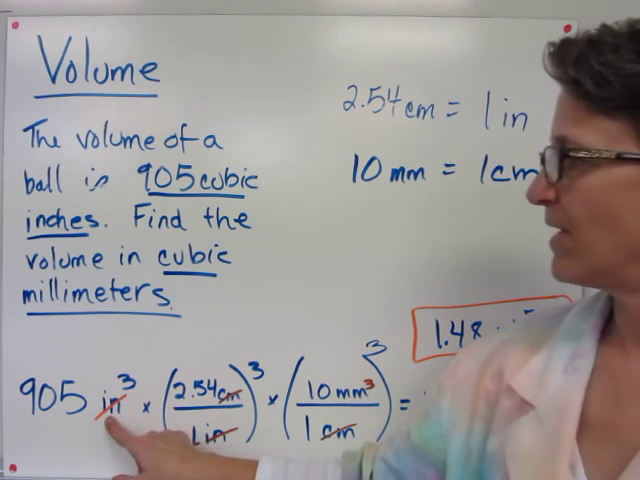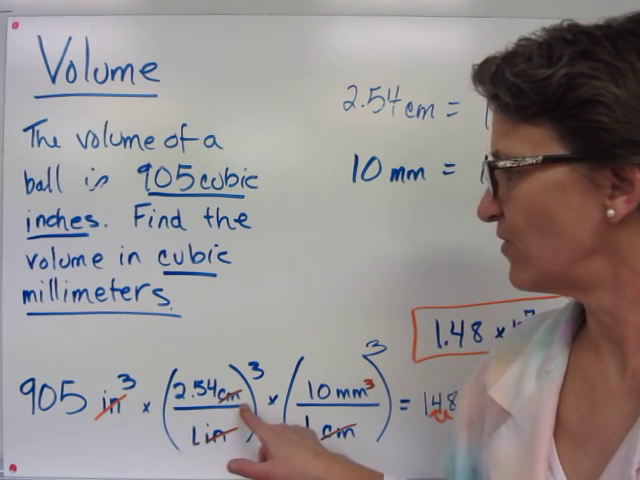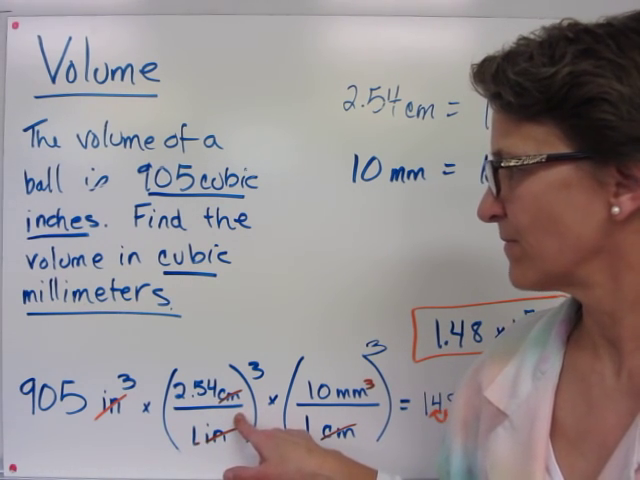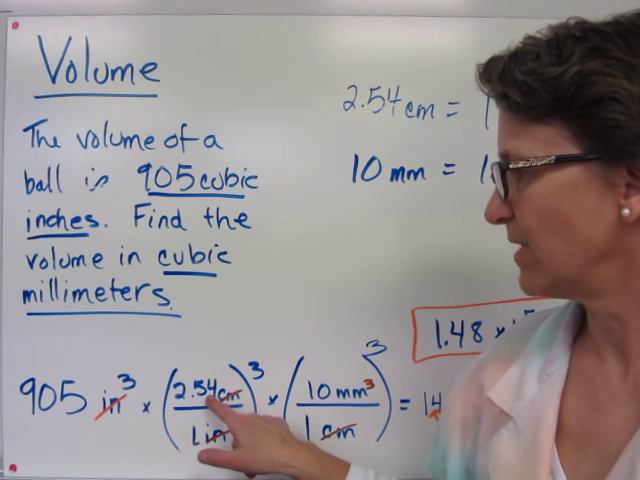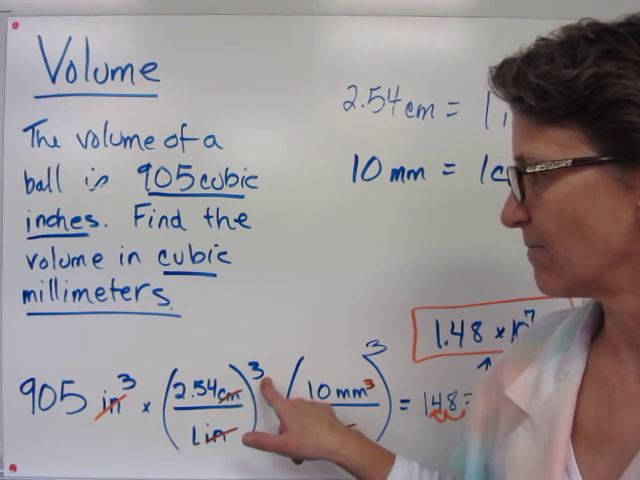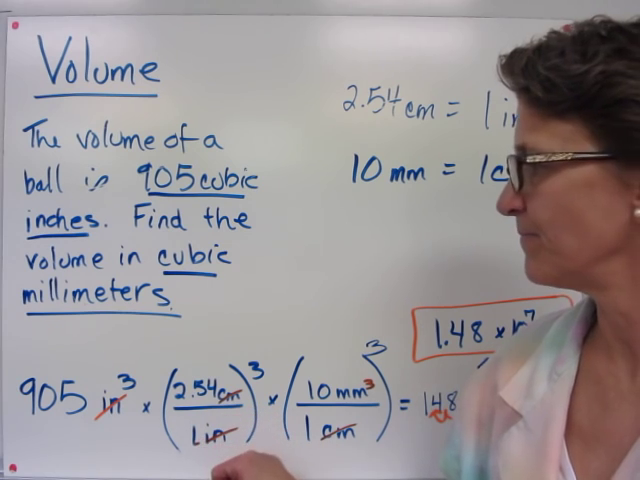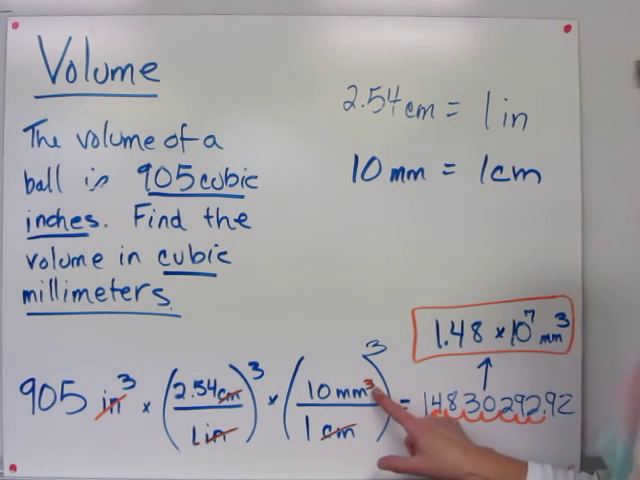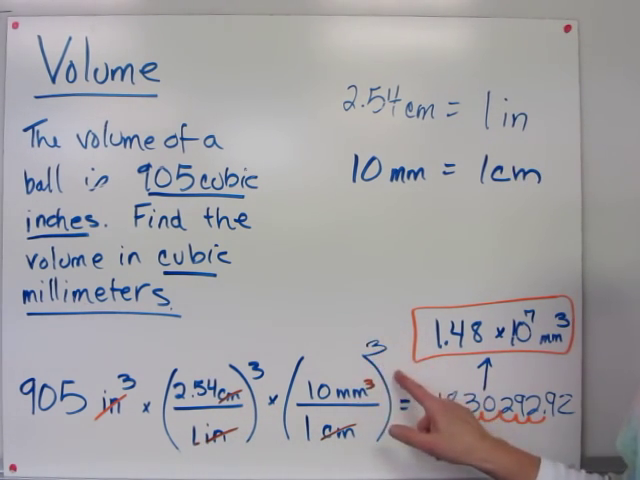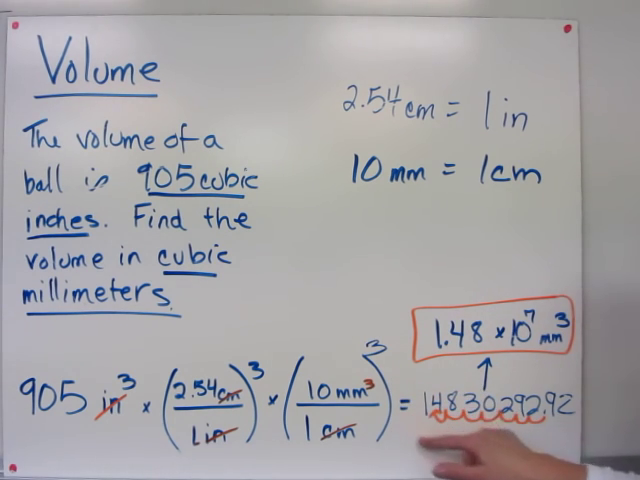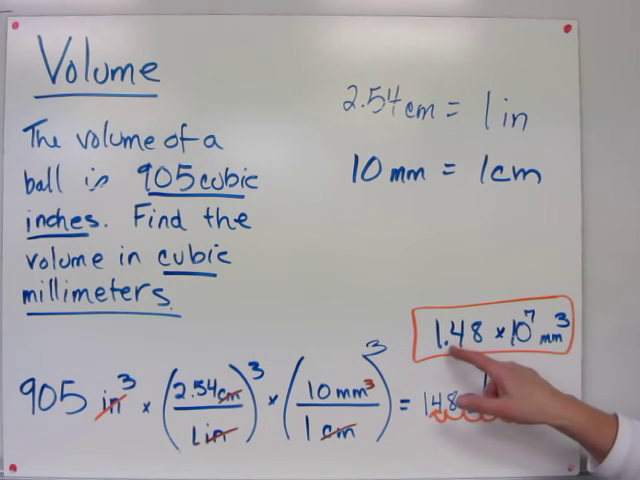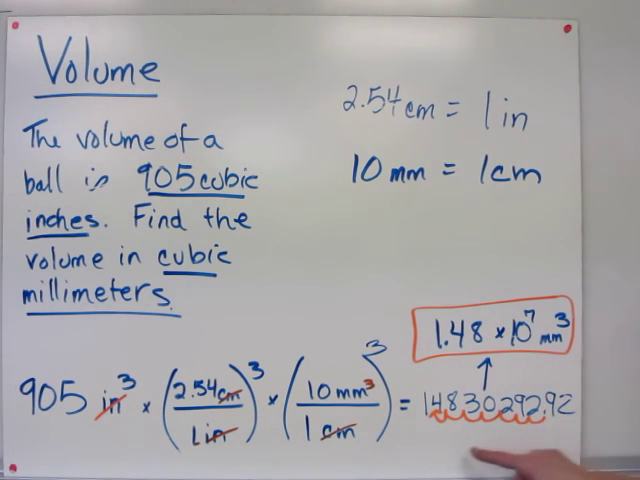This time, my units are cubed, so my conversion factors have to be cubed. So I have the centimeters on top, inches on the bottom, and then I'm cubing the whole quantity. My centimeters changed to millimeters, again, cubing the whole quantity. My final answer, you'll have this huge number on your calculator. Round to 3 sig figs for the mantissa. Move your decimal place to the proper location, and you have 1.48 times 10 to the 7th cubic millimeters.